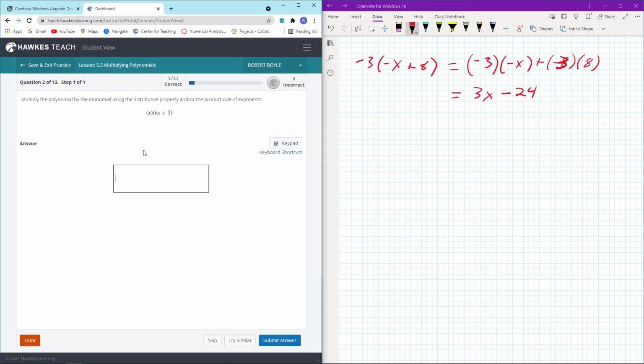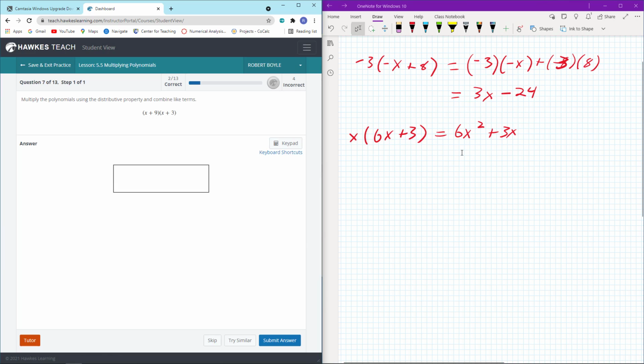Okay, the next one is something which is just a little more interesting. Here we have the monomial x times the quantity 6x plus 3. Again, using the distributive law, x times 6x is just 6x squared. X times 3 is 3x, and that should be your answer. Now remember the type of the 6x squared. I can do 6x caret squared, right arrow, and then plus 3x. And there you go.